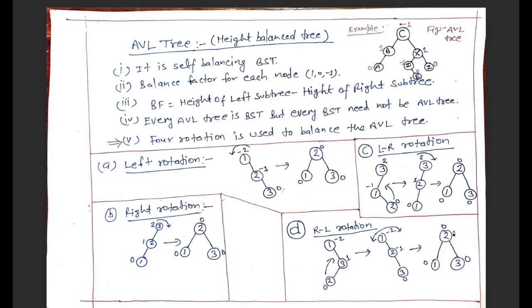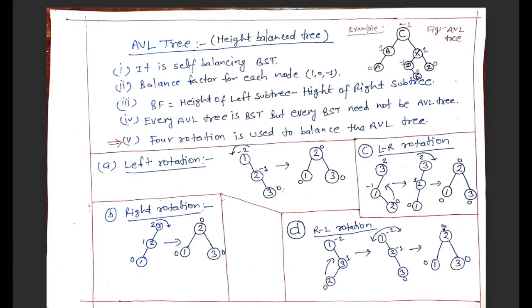Okay, again you can find out the balance factor: for this node 0, 0 minus 0, 0; for this one, height of the left subtree 1 minus height of the right subtree 1, 1 minus 1, 0. So by using this you can balance the tree.